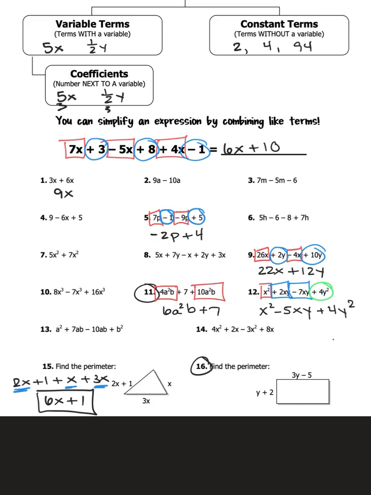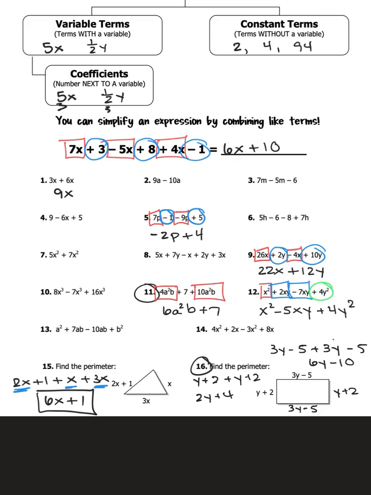Here at number 16, we're finding the perimeter. Remember, a rectangle has two sides that are the same, two pairs of sides that are the same. So that's going to help us as well. In this area here, I have 3y minus 5 plus 3y minus 5. So from that expression, I get 6y minus 10. Then I have y plus 2 plus y plus 2. So from that expression, I'm going to get 2y plus 4.